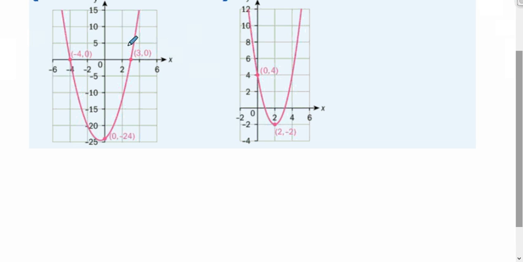So for instance, here, if you look at what they're giving you, what information are they telling you? The x-intercepts, right? So this one, it makes sense to write an x-intercept form and then solve for your last parameter, that last parameter being a.